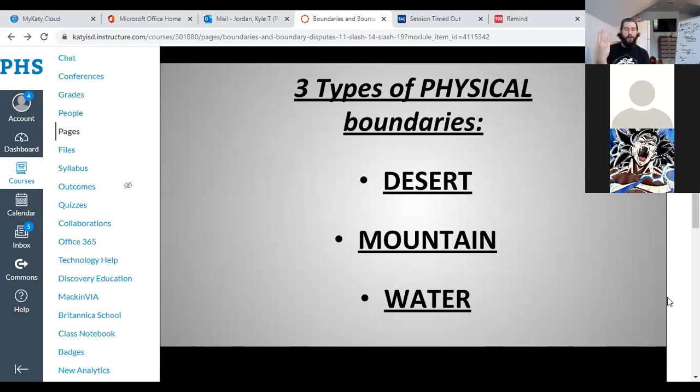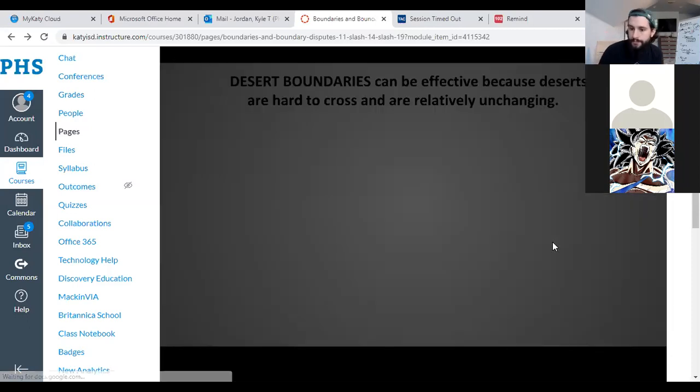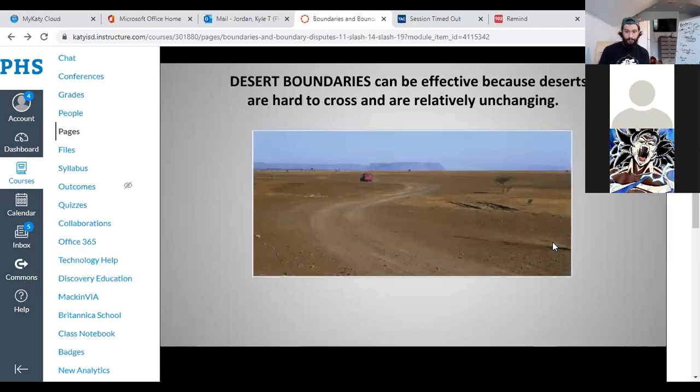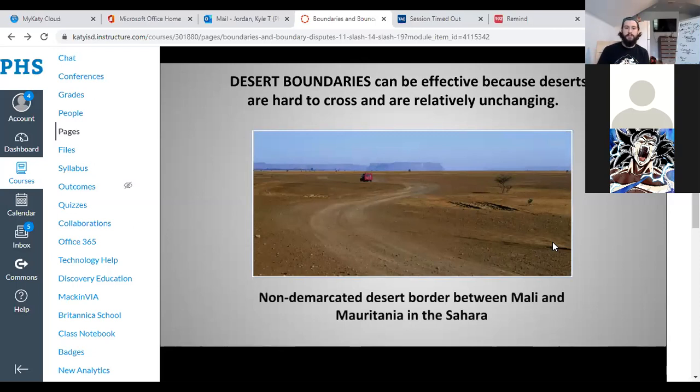And water can be oceans, it can be rivers, it can be lakes, it can be any large body of water is going to be useful to make a physical boundary. All right, and desert boundaries can be effective because deserts are hard to cross and relatively unchanging. They can expand and shrink as climate changes, but generally it doesn't really matter because you have people on opposite sides of a desert, right?